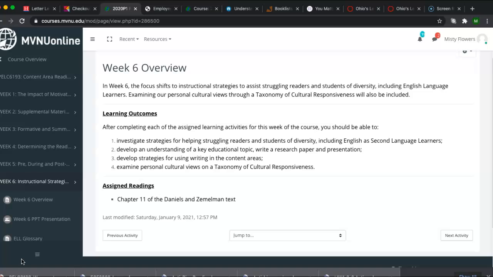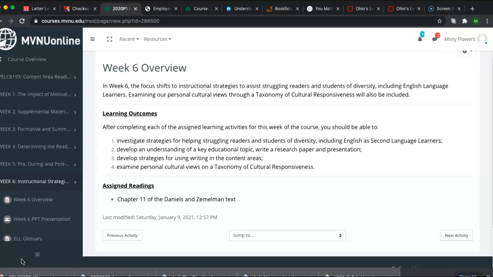This week, we are going to focus on instructional strategies to assist struggling readers and students of diversity, including English language learners. You're also going to be examining your own personal cultural views through a taxonomy of cultural responsiveness. You're also going to continue to develop understanding of a key educational topic, which is through your research paper. And you're going to develop strategies for writing in the content areas.